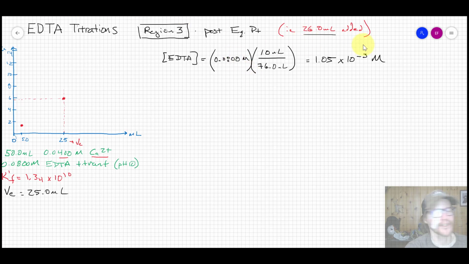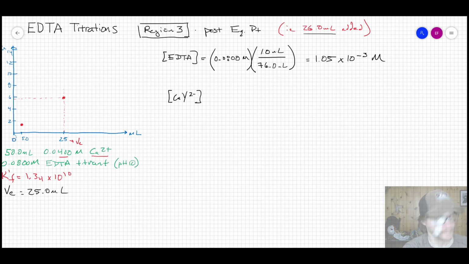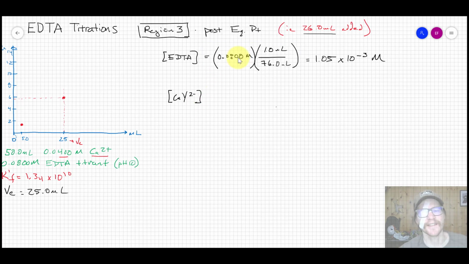That's my excess EDTA concentration, but I'm trying to get to my calcium 2 plus concentration at this excess because we're trying to compute pCa. So at this point in the titration curve, because we've added excess EDTA, we can assume that we've complexed all of the original calcium ion in the form of the complex, and that's CaY2- in this case.